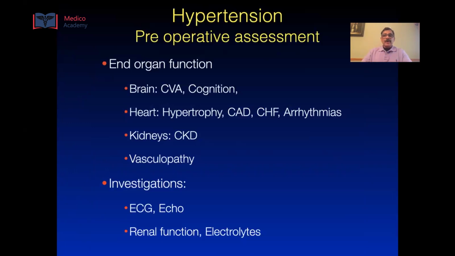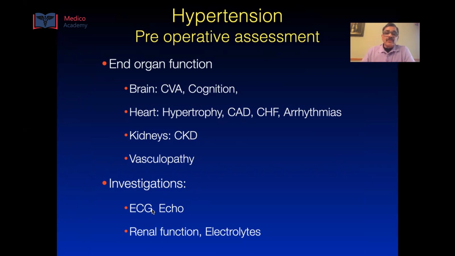So in the perioperative assessment, again, we have to ask or review about end organ damage. Ask whether the patient has a history of TIA or stroke, any cognition problems, any heart attack or chest pain, any left ventricular hypertrophy, history of heart failure or arrhythmia. We have to look into the kidney function. Then we also have to inquire about peripheral vascular disease or any aneurysm anywhere in the body.